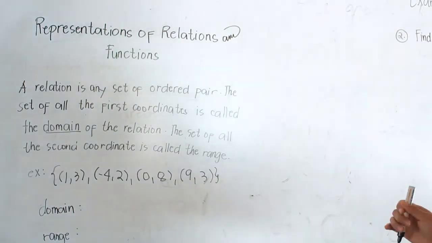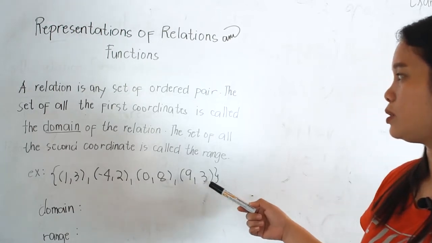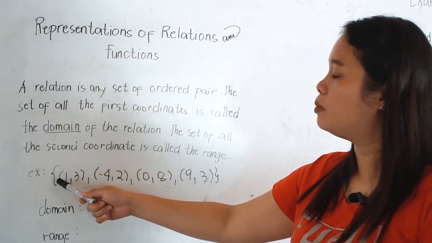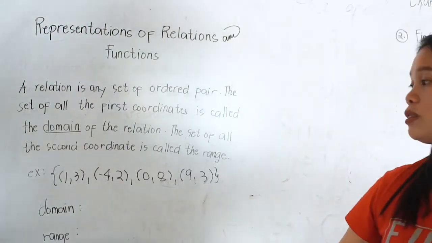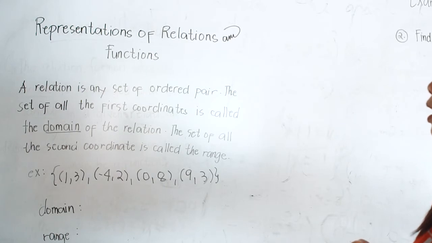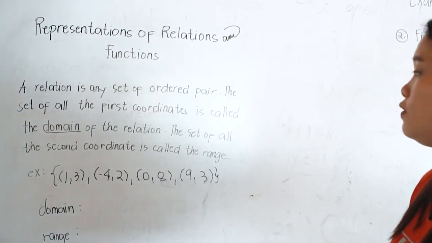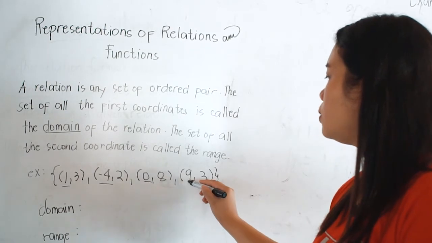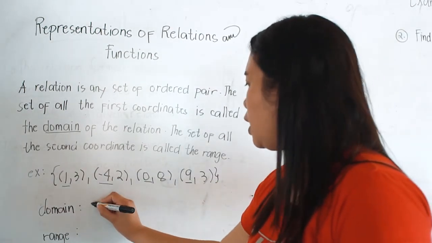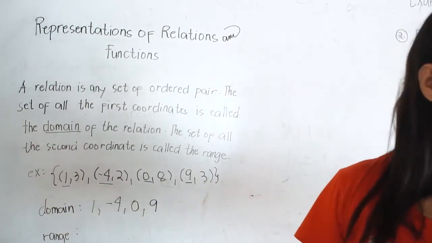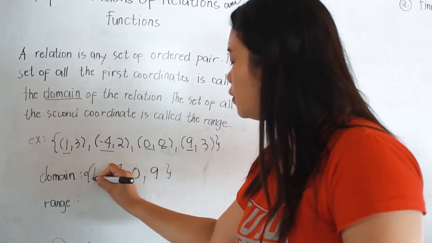In our given example, these are the set of ordered pairs. Remember that the ordered pairs are enclosed with parentheses and braces. The given example is a set of ordered pairs: (1, 3), (-4, 2), (0, 8), and (9, 3). To find the domain, all the first coordinates are the domain. So 1, -4, 0, and 9 are the domain of the given ordered pairs.